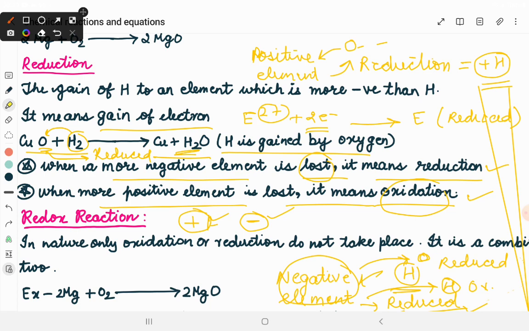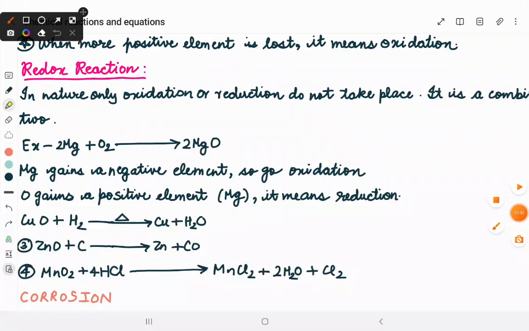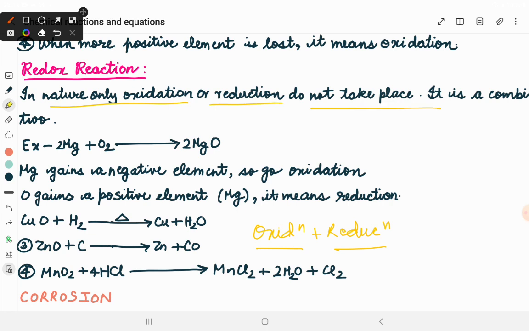Now let us learn about the redox reaction. What does this redox reaction signify? Redox reaction says that in nature, oxidation and reduction never ever take place separately. Always oxidation and reduction are accompanied together. Wherever oxidation is taking place, at the same place the reduction will also take place. So in nature it is a combination of two. For example, 2Mg plus O2 gives 2MgO.